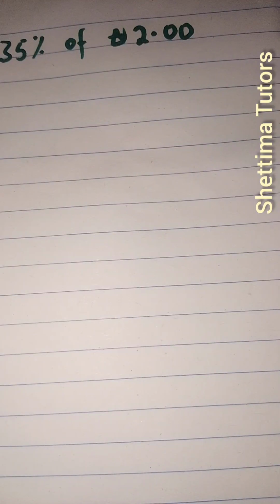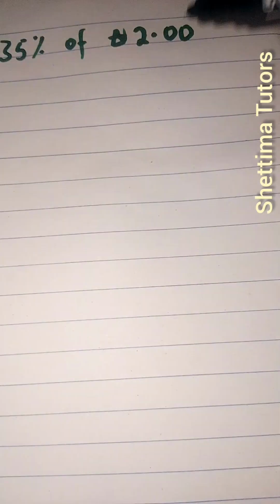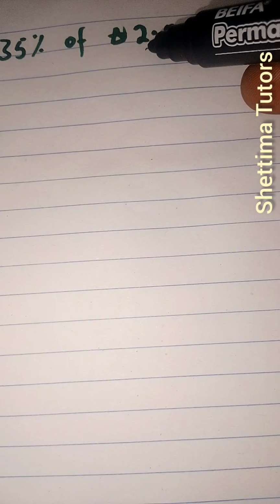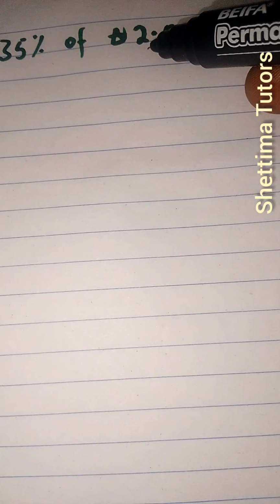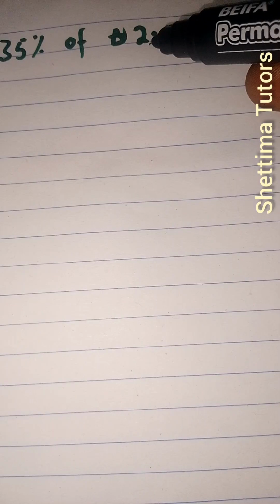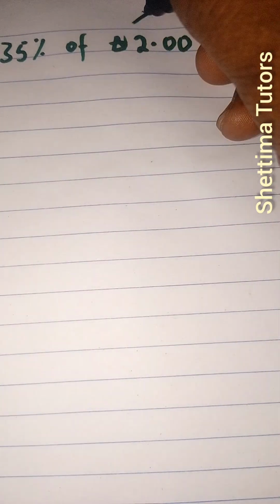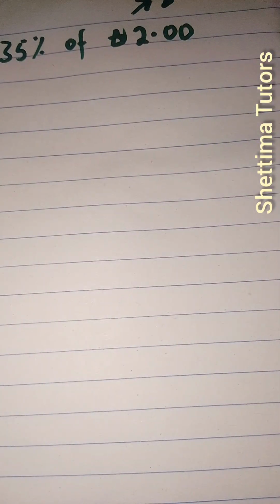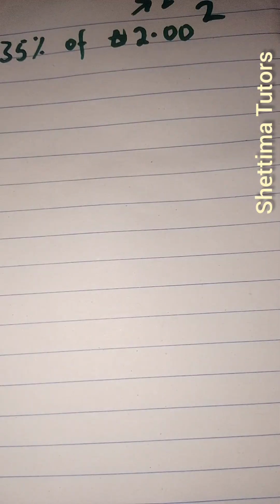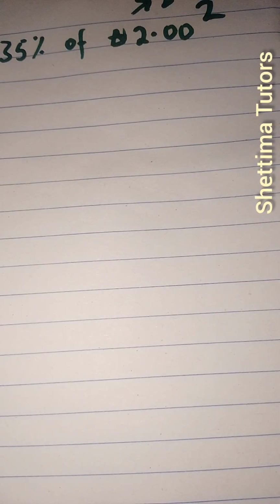This one says, what is 35% of 2 naira? 35% means 35 over 100, and "of" means times this 2. You write it as just 2, because when you're calculating, the 2 naira is the same thing as 2. So it's 35 over 100 times 2.